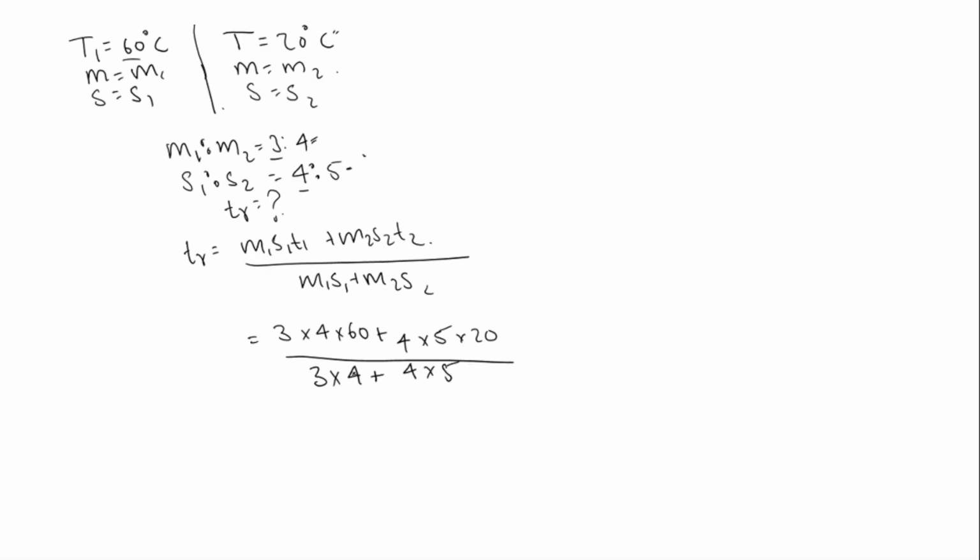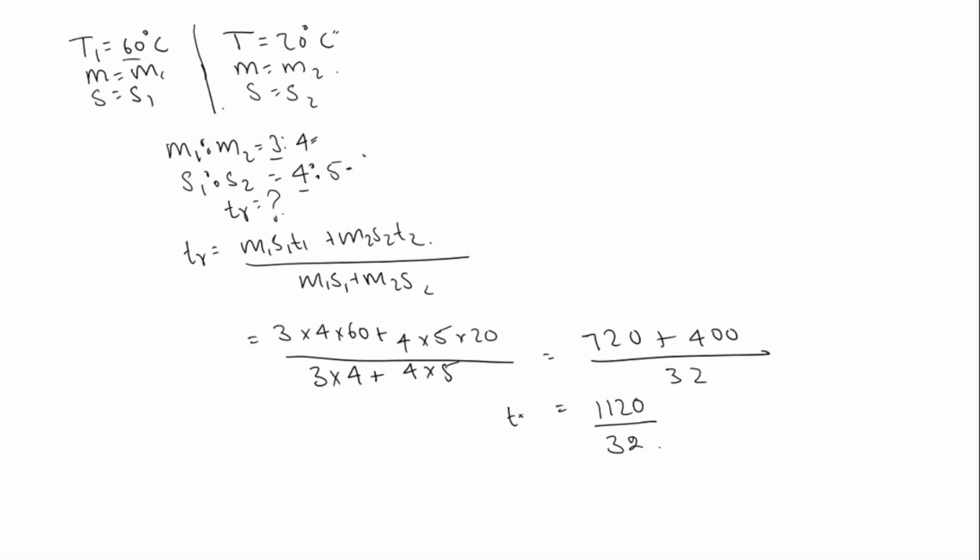5 4 is 20, 20 plus 4 3 is 12. 3 into 4 into 60 is 720, plus 4 into 5 is 20, 20 into 20 is 400, by, this becomes 32. 5 4 is 20 plus 3 4 is 12, 20 plus 12 is 32. 720 plus 400 is 1120 divided by 32.